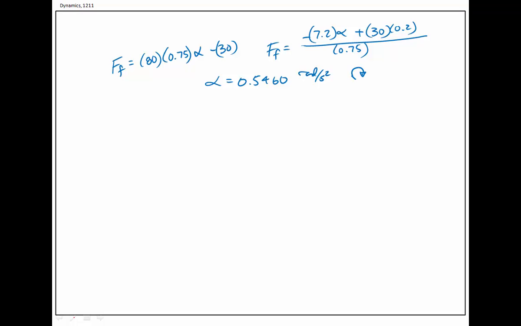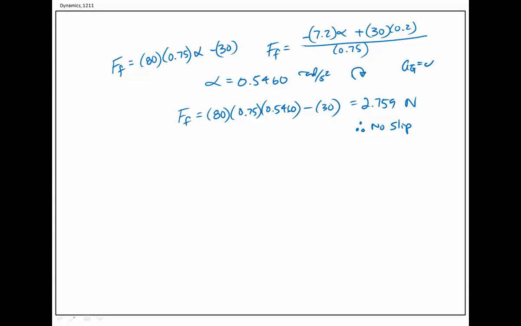But we need to check something right here. We could plug this alpha back in and find that the friction force is going to be, I'll just put the numbers in here, 0.75 times my 0.5460, right? And then subtract out 30, and we end up with 2.759 newtons, and therefore no slip. So the assumption that we made, where we said that a_g was equal to alpha R, that's okay for us.